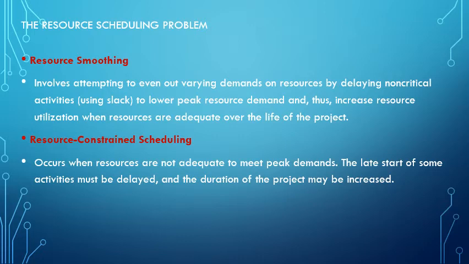And then resource constrained scheduling occurs when resources are not adequate to meet the peak demands. The late start of some activities may be delayed, and the duration of the project may have to be increased. So if the answer is we simply cannot get more resources, whether that's equipment, people, or materials, to do the job, then we may have to increase the time that the project takes.